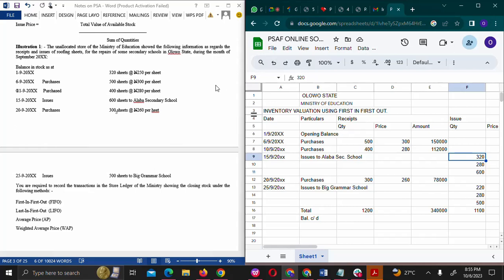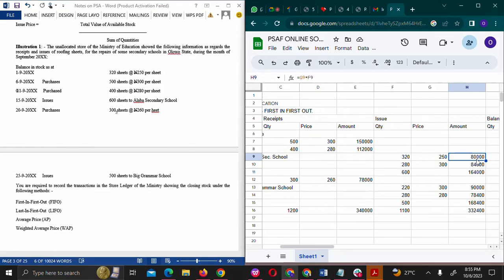Yes, please. Now, they are issuing 600 units. So out of the 600 units, you can only comfortably take 320 at the first price, and you take the balance from the second. So you have 320 times 250 for 80,000. And then here you have 280 times 300, and that gives us 84,000, right? And if you add 320 plus 280, you should have 600. And if you add 80 plus 84, you have 164.